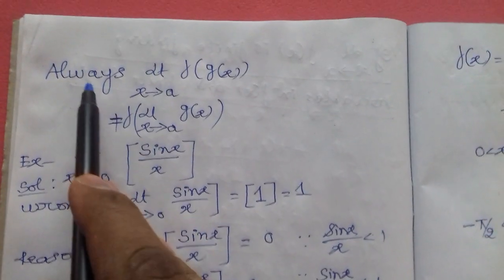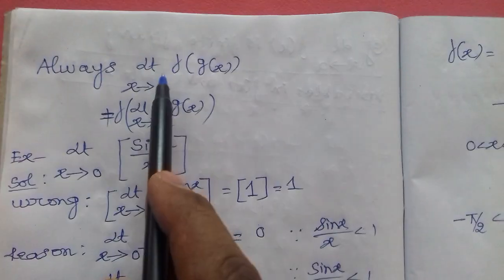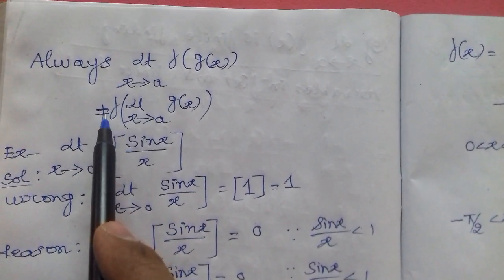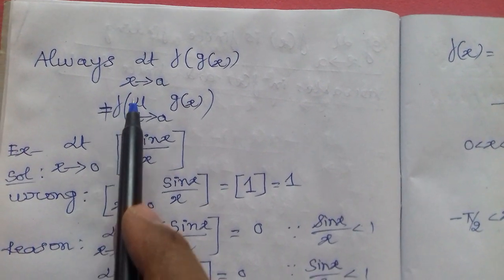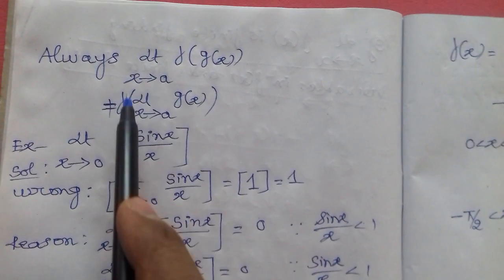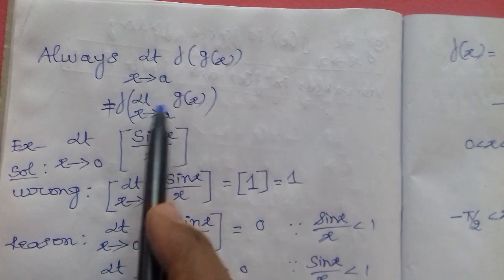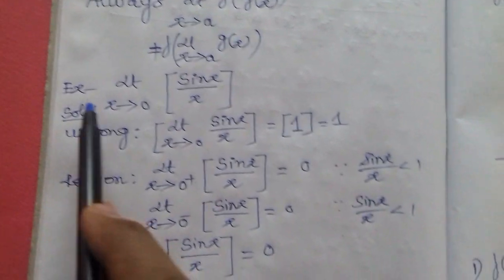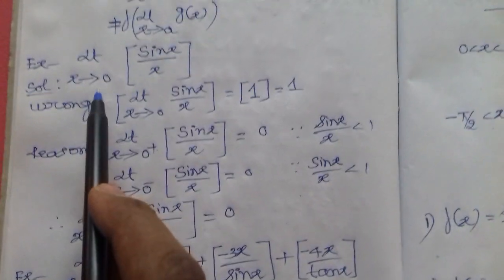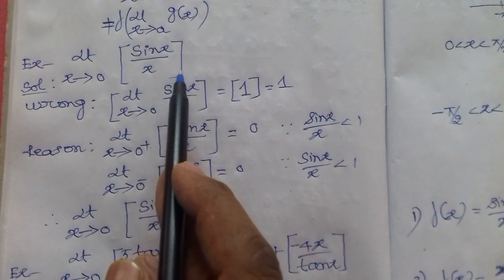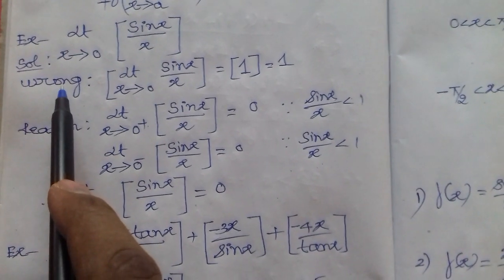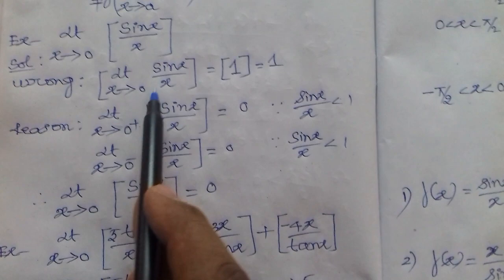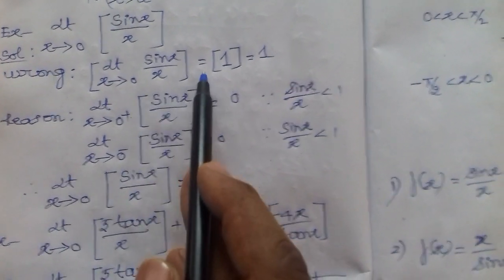Always, limit x tends to a of f of g of x, this is a composite function. Always it will not be equal to f of limit x tends to a g of x inside. You cannot apply it like this. Suppose take one example: limit x tends to 0 step of sin x by x. Here writing like this is wrong. If we apply the limit inside, limit x tends to 0 sin x by x, you will get 1.